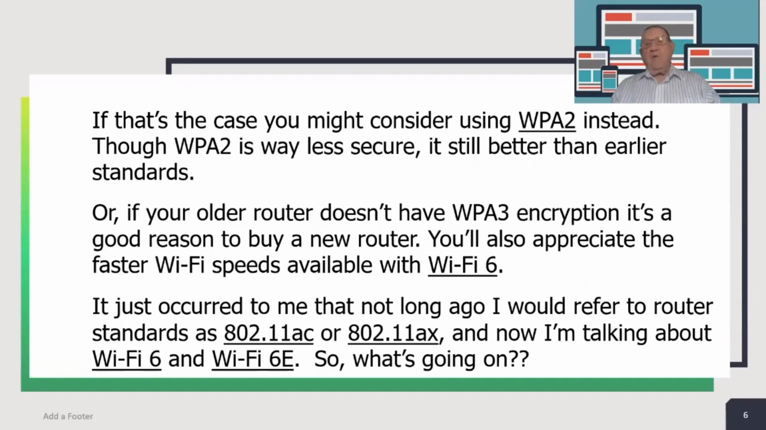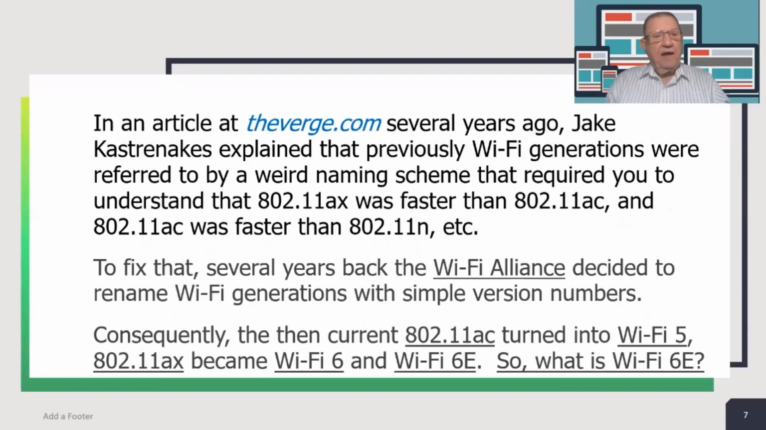And now I'm talking about Wi-Fi 6 and even about Wi-Fi 6E. So what is going on? In an article at TheVerge.com several years ago, Jake Kastronakis explained that previously Wi-Fi generations were referred to by a weird naming scheme that required you to understand that 802.11ax was faster than 802.11ac, and 802.11ac was faster than 802.11n, and so forth.